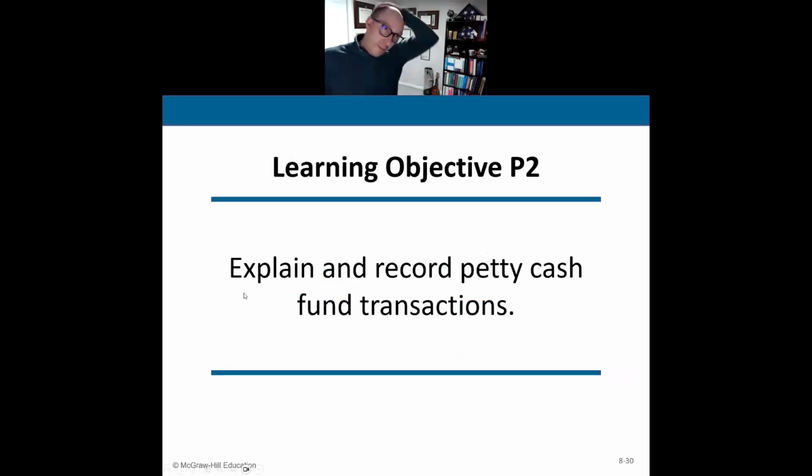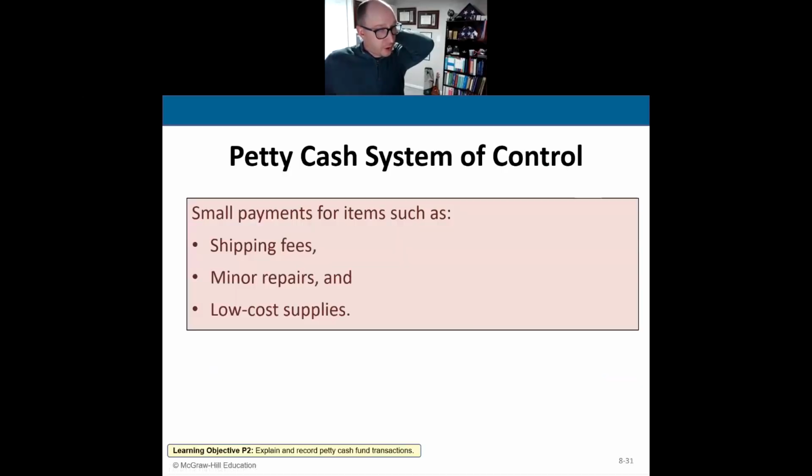I talked very briefly about petty cash. The idea with petty cash is that we do it for small things like shipping fees, minor repairs, low-cost supplies. If you've ever worked in the hotel business, at the front desk, you might have a petty cash fund. Let's say it's $200, okay? Reason why you got $200 in cash is because you might have a guest come in that took a cab when the hotel has an airport shuttle. In that case, you pay the cab.